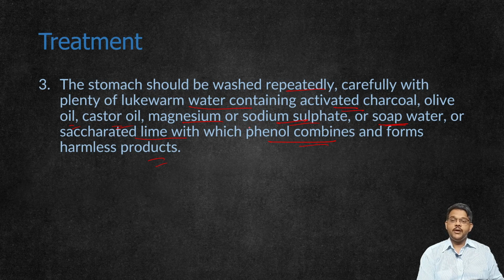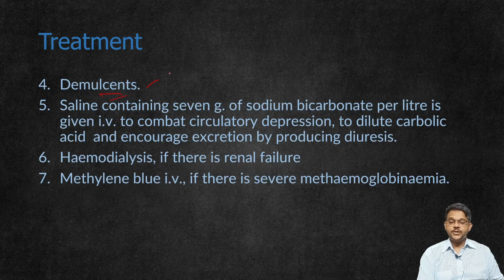So lots of fluid, any form of fluid and oils, can be given mainly to dilute the phenol, which combines to form harmless products. Next, you can give demulcents to decrease absorption from the mucosa. Then saline containing 7 grams of sodium bicarbonate per liter is given IV to combat circulatory depression, to dilute the carbolic acid, and to increase excretion by producing diuresis. So lots of fluids are given so that the carbolic acid is excreted in urine as early as possible. Then hemodialysis if renal failure occurs. Methylene blue is given mainly if severe methemoglobinuria is present.